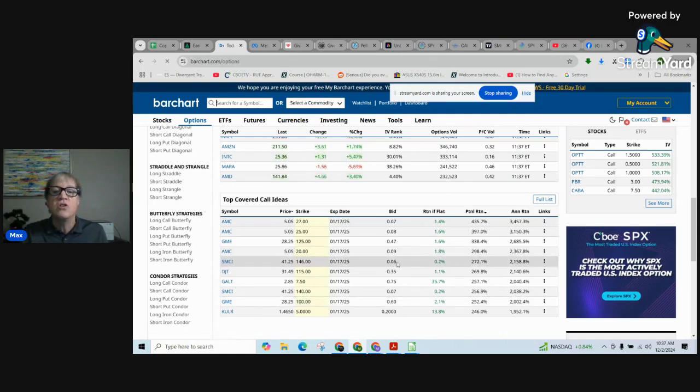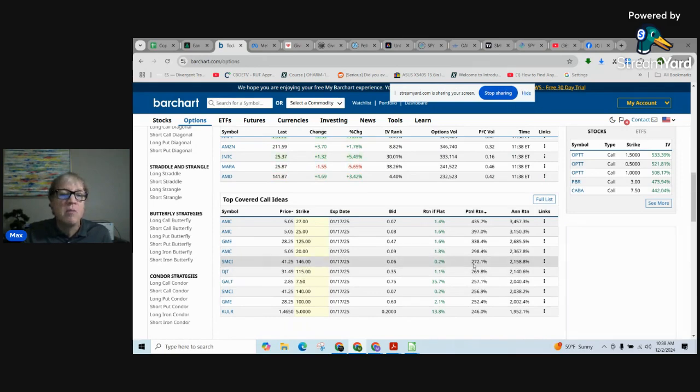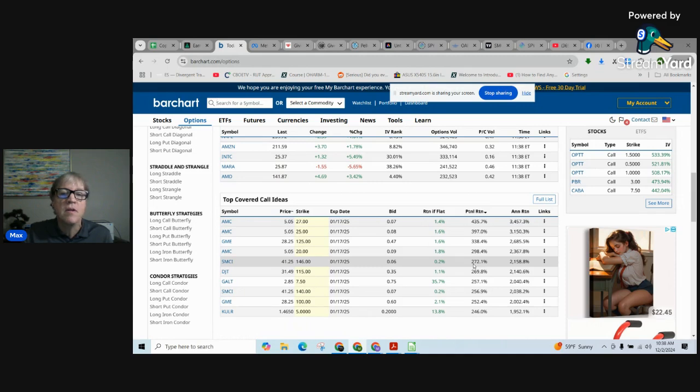So this one they're suggesting is potential return of 272% if it gets called away. Look at this. SMCI is trading at 41. Well, the 146 strike call is trading for 6 cents. Okay, that's only $6. But still, that's incredible. 0.2% of a return just if nothing happens, which, nothing's going to happen. But if it does happen to go up there, you make 272%.